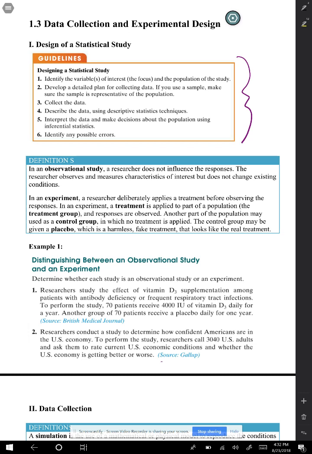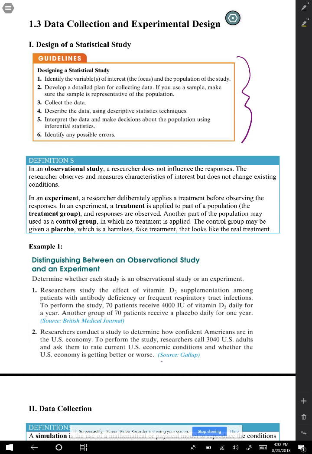In an observational study, the researcher is simply collecting data, making observations, recording measurements, recording counts, but the researcher is not doing anything to influence the study, not doing anything to influence the responses. In an experiment, the researcher deliberately applies a treatment or does something that affects the outcome. So this would be like if you were doing an experiment on plants and some plants got a certain amount of light and other plants got a different amount of light, you are doing something that affects the outcome.